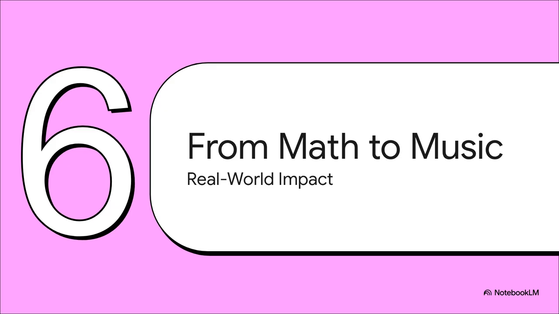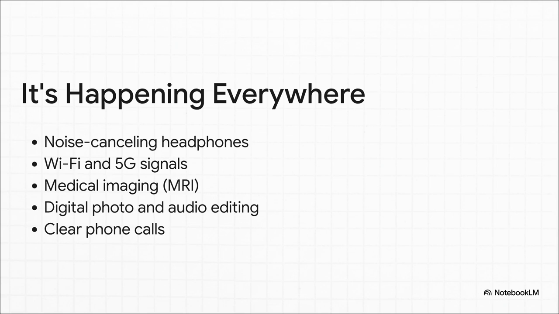So why should you care about any of this abstract math? Because this whole incredible round-trip journey from our world to the frequency domain and back again, this is the secret sauce behind so much of the technology we just take for granted every single day. Your noise-canceling headphones? They're literally listening to the noise around you, transforming it, creating a perfect anti-noise signal, and then transforming it back to blast silence into your ears. Your phone does this constantly to make Wi-Fi and 5G signals work. An MRI machine uses these exact principles to turn radio waves into unbelievably detailed pictures of the human body. It's happening everywhere, all the time.